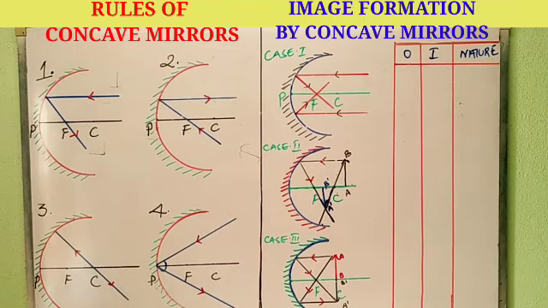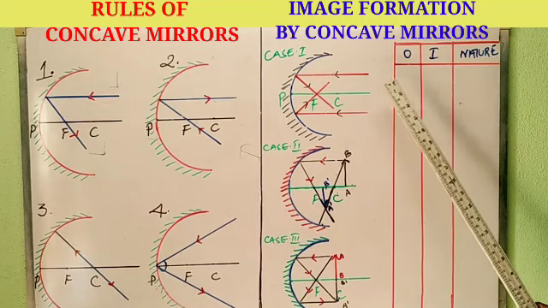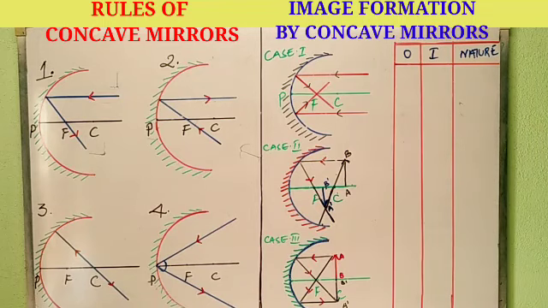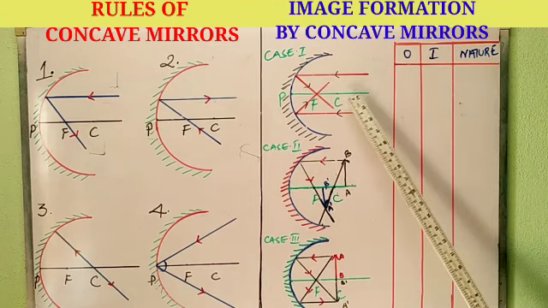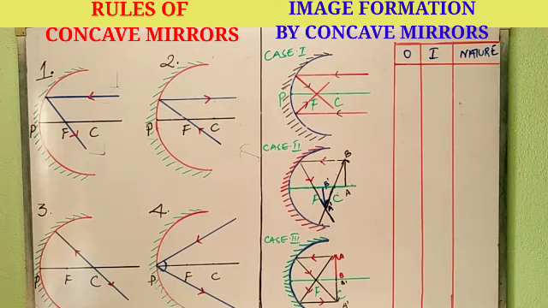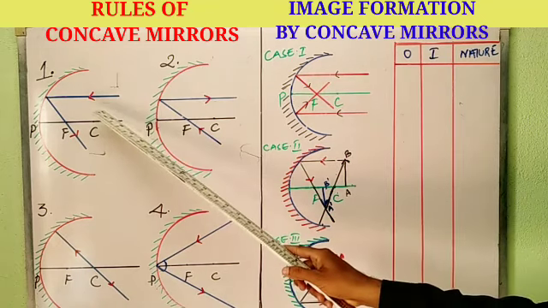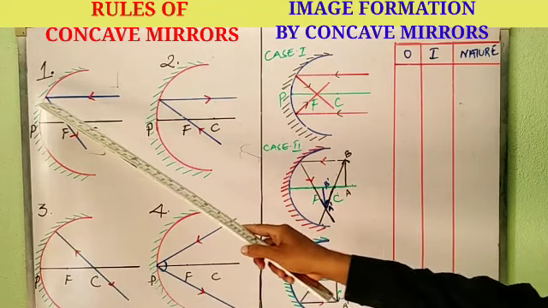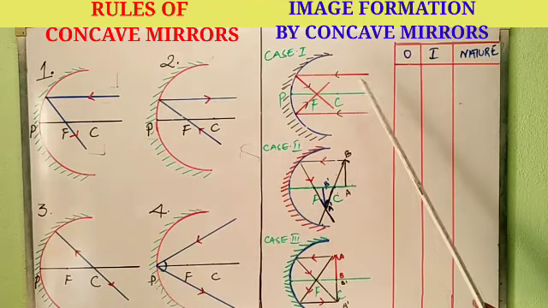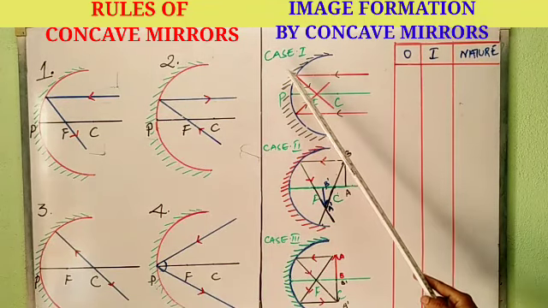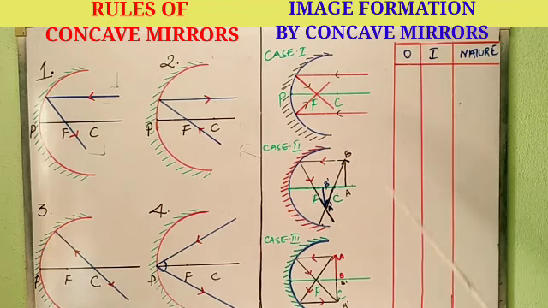Now in case 1, consider that the object is very far. When the object is very far, the rays which are coming are infinite, and generally the rays are parallel to the principal axis. According to rule number 1, if a light ray is parallel to the principal axis, it passes through focus. This is ray number 1.